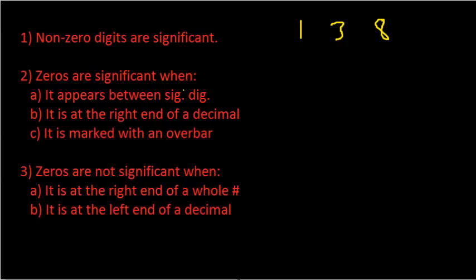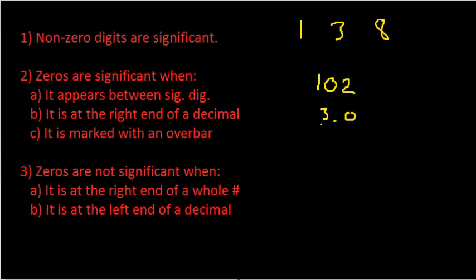Zeros are significant when they appear between significant digits. So like in the number 102, the 0 is significant because the 1 and the 2 are significant. So in this case, 102 has 3 significant digits. A zero is also significant if it's at the right end of a decimal number, so for example 3.0 has 2 significant digits because the 3 is significant, and the 0 is at the right end of this decimal number.